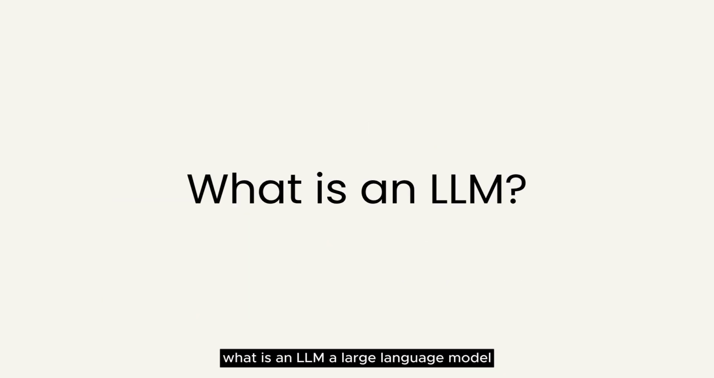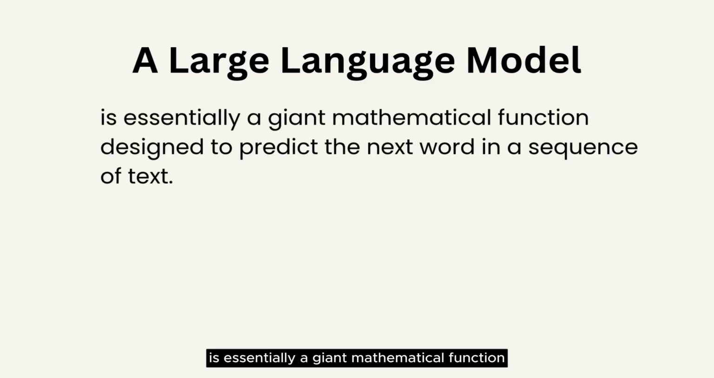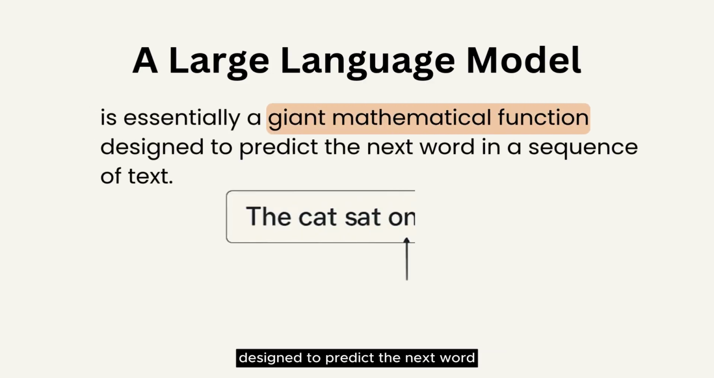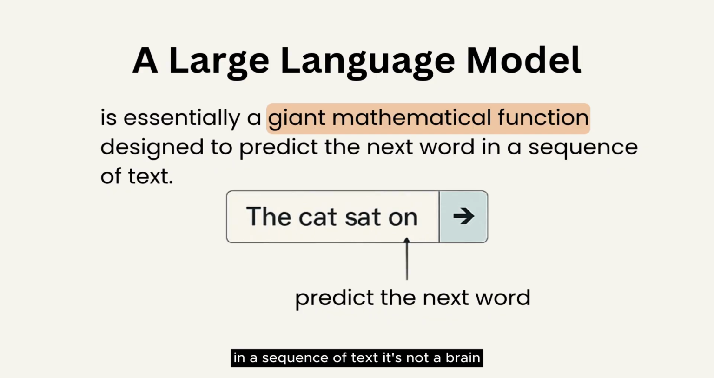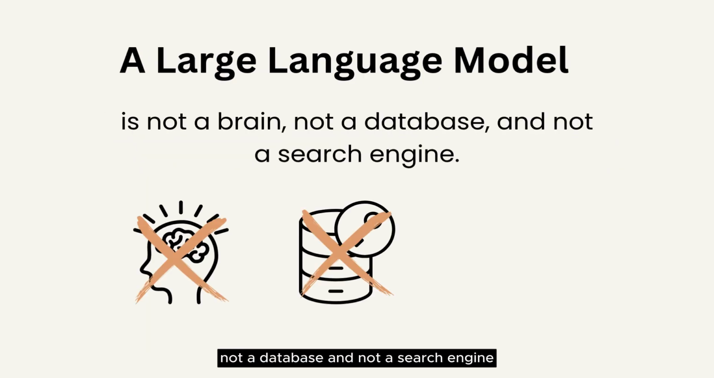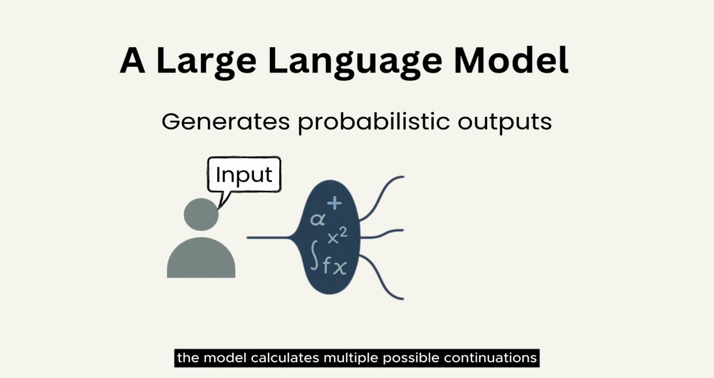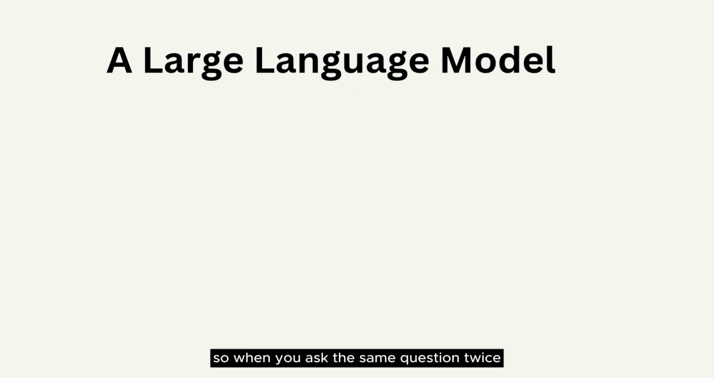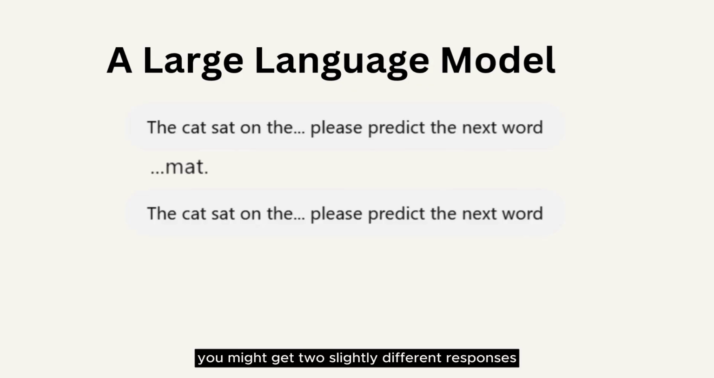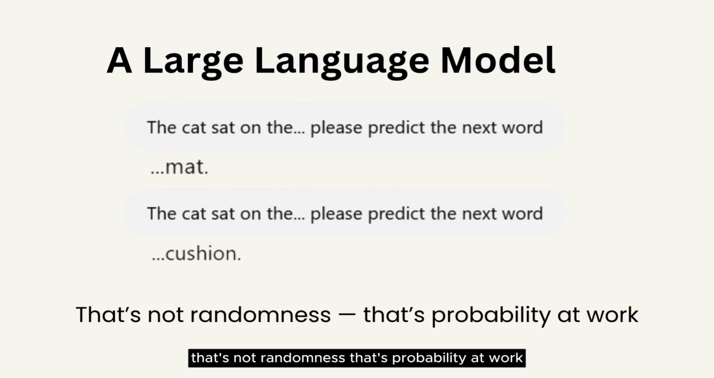What is an LLM? A large language model is essentially a giant mathematical function designed to predict the next word in a sequence of text. It's not a brain, not a database, and not a search engine. Unlike deterministic systems that always give the same answer, LLMs generate probabilistic outputs. That means for any given input, the model calculates multiple possible continuations, each with a probability. So when you ask the same question twice, you might get two slightly different responses. That's not randomness, that's probability at work. And it's part of what makes LLMs so powerful and occasionally unpredictable.